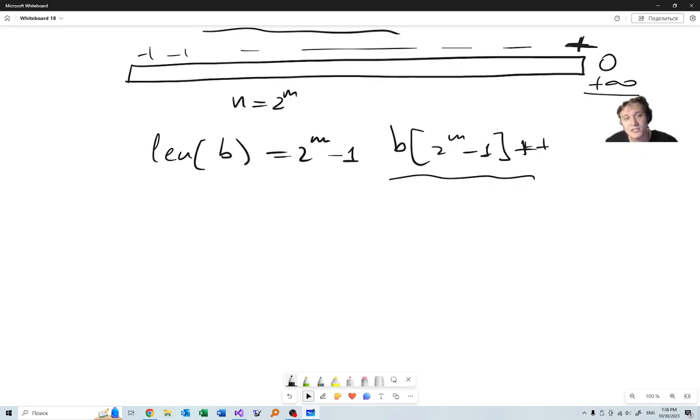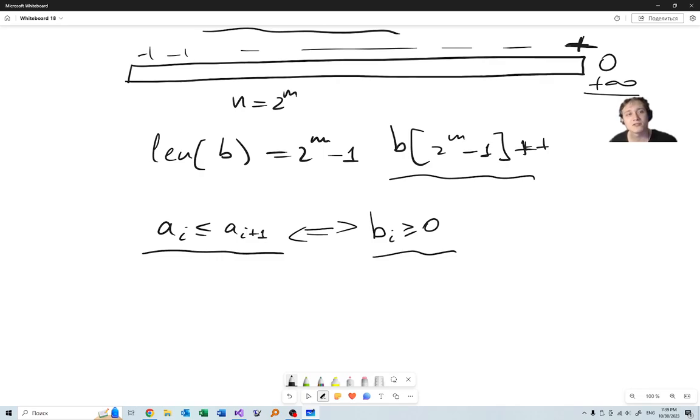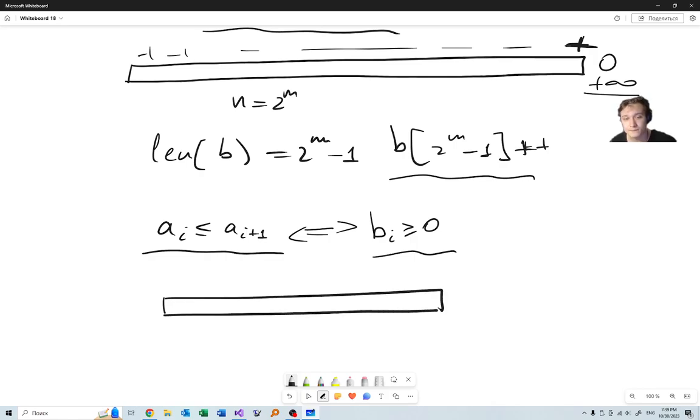Now let's think what we need. We need it to be non-decreasing, so this should hold. This is the same as to say that b_i is at least 0. So you need the array b to be non-negative. Now we have the following problem. We have an array of size n minus 1, which is called b, and we can add 1 to elements with indices 2 to the m minus 1, so to the 0th element, 1st, 3rd, 7th, 15th, etc. And we need to make this array non-negative.